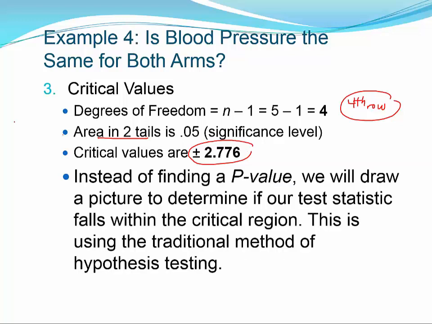So again, if you have equals or not equals, that is going to be a two-tailed test. If you have greater or less, that's obviously one direction only, so that's where we want area in one tail if we're using that in our claim.